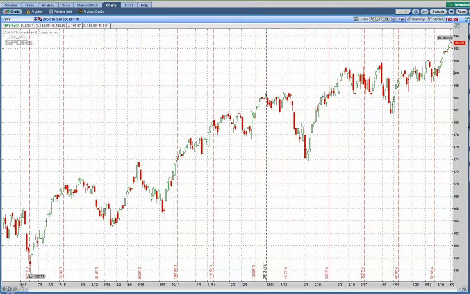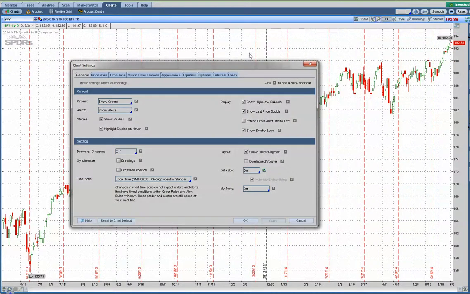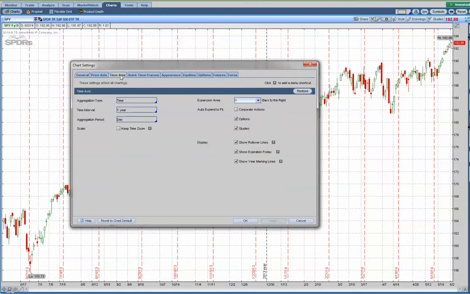I might want a little room over there so that I can see when the next option expiration is, or when the next earnings announcement is, or anything that may affect the trend of my underlying. So what I'm going to do is go back to my chart settings. I'm going to go to my time axis, and I'm going to ask for an expansion area of 50 bars to the right. That may be 50 times 5 minutes. It could be 50 days, 50 weeks, but it's going to be 50 periods to the right.